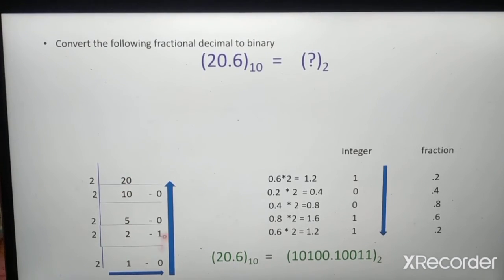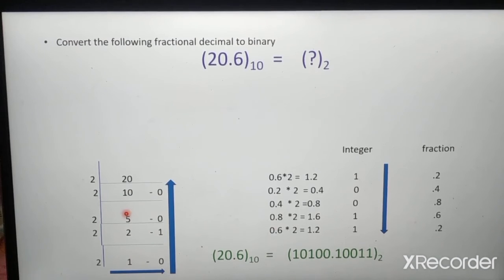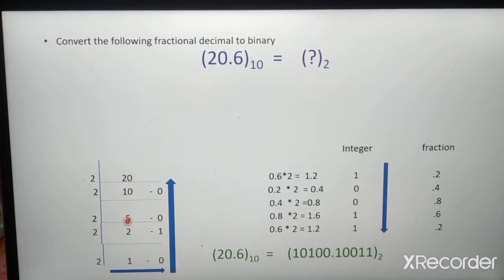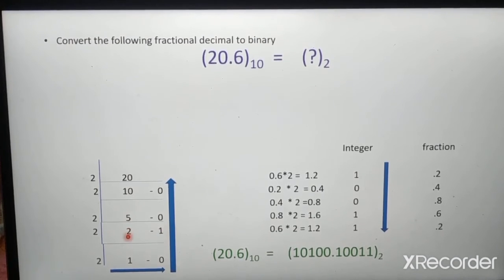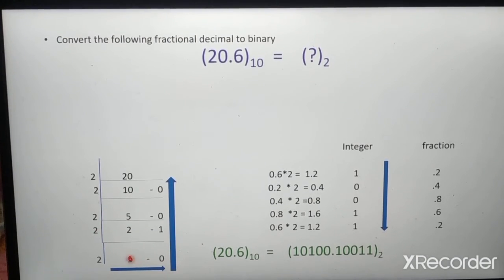These are the quotient values and these are the remainder values. 0 as a remainder. Again we divide the given number by 2. We get 5 as a quotient and 0 as a remainder. Again we divide by 2, we get 2 as a quotient, 1 as a remainder. Again we divide the new quotient by 2, we get 1 as a quotient and 0 as a remainder. When you get 1 as a quotient, you can stop the process.